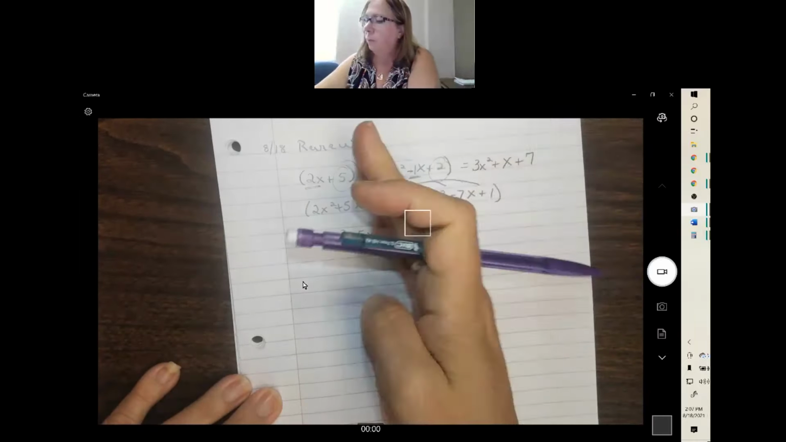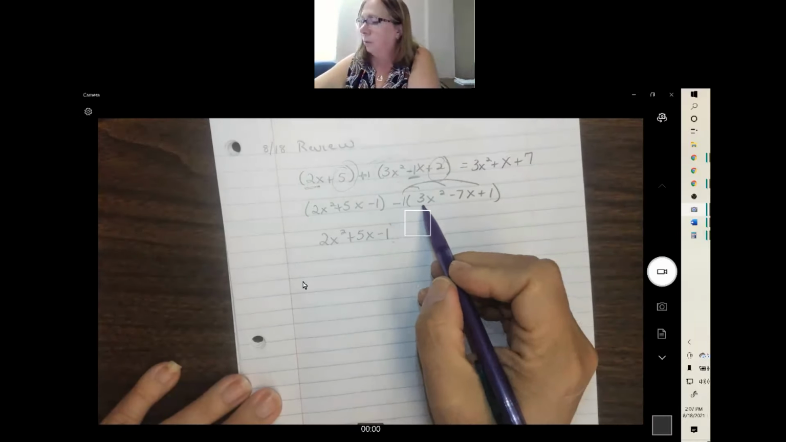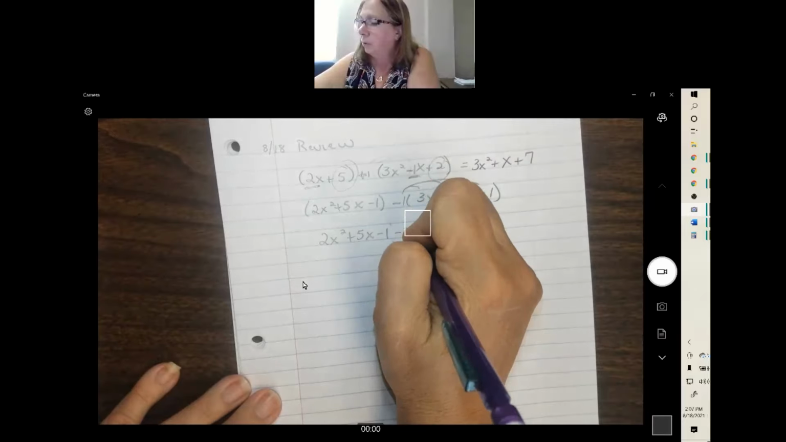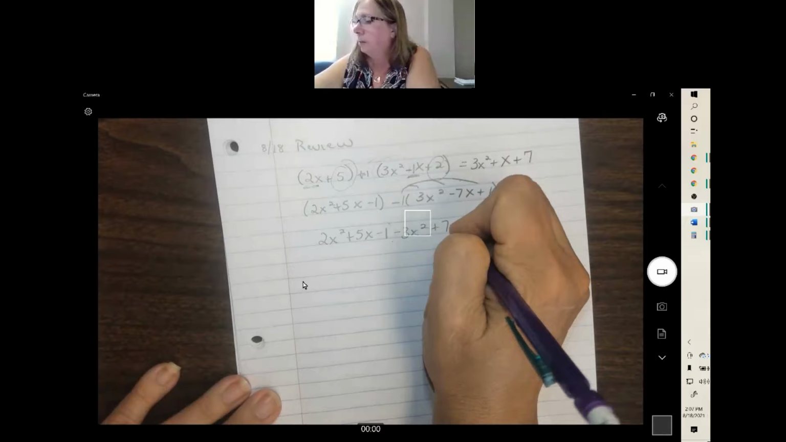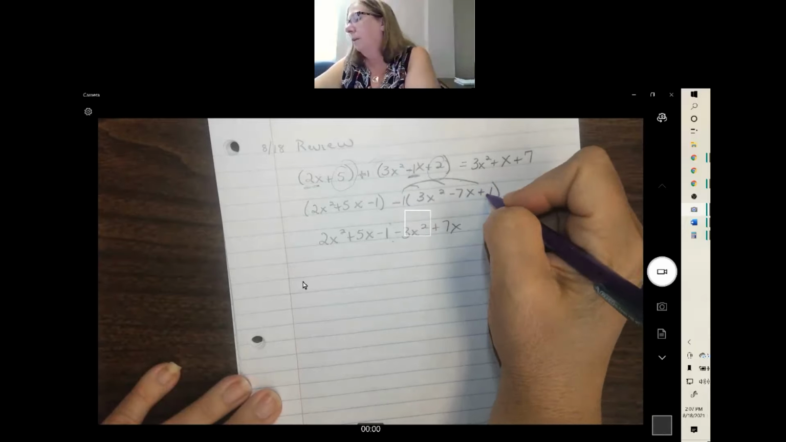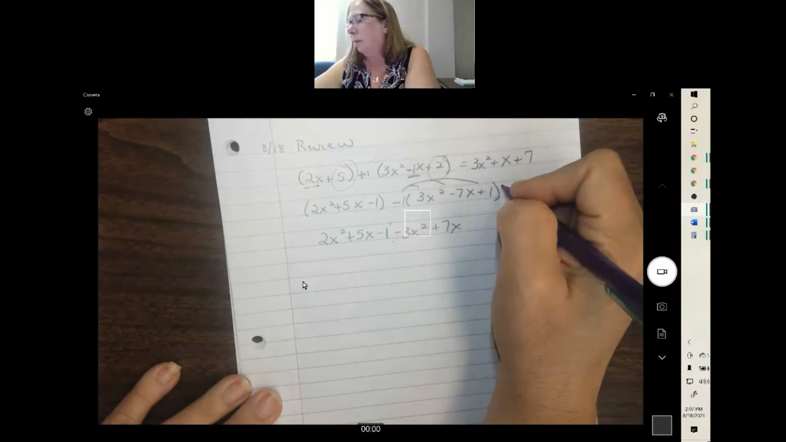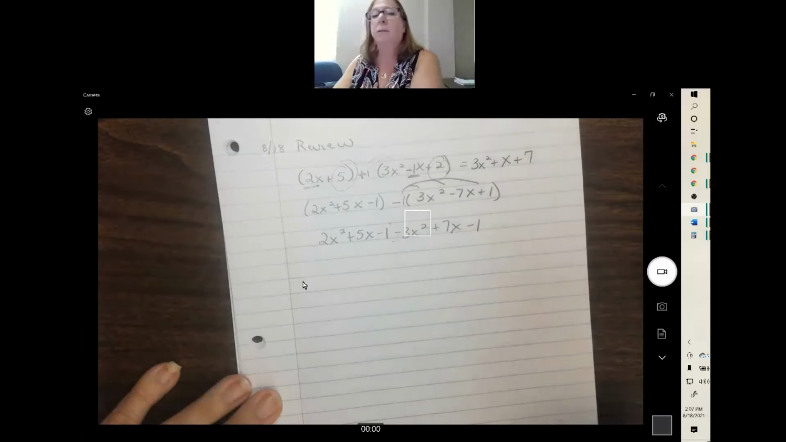So when I distribute it, we can drop the parentheses. Negative times 3x squared makes it a -3x squared. Negative times a negative is a positive 7x. And then negative times the positive 1 makes it a -1.